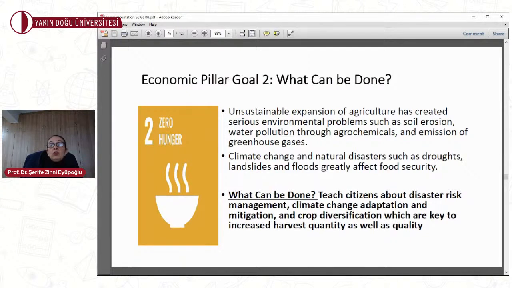So again, what do we do? We need to teach our citizens, or the poorer citizens, about disaster risk management, climate change adaptation and mitigation. And also what is important here is crop diversification. In other words, we need to teach them that concentrating on just one crop is insufficient. They need to diversify and concentrate on a variety of crops, and this will minimize the effects of bad or unsuccessful crops. So this will help in the increased harvest quantity as well as quality.